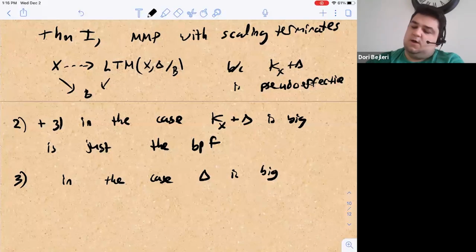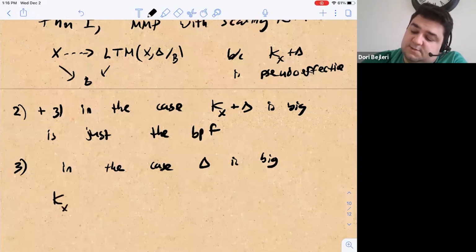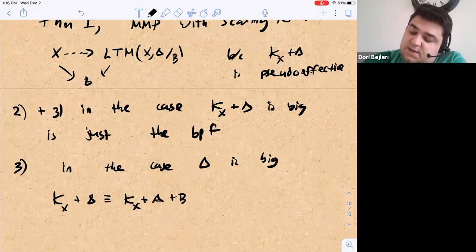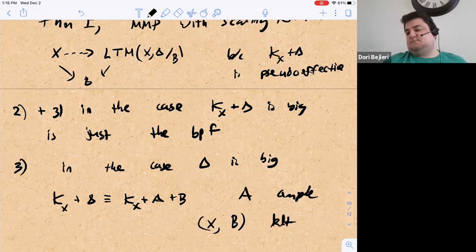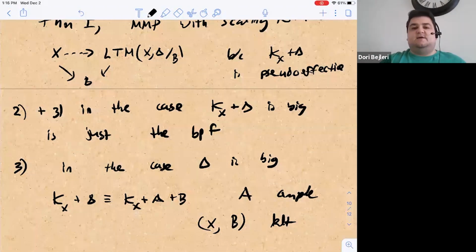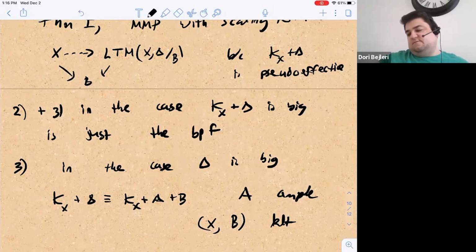Basically, they show that you can write kx plus delta as equivalent to kx plus a plus b, where a is ample and b is effective, such that x comma b is KLT. So of course, you can write delta as ample plus effective, and you'll say, okay, let me just write that. But if you just do it without checking anything, then there's no reason that x comma b is KLT, because if you just write delta as an ample plus some arbitrary effective, the singularities could be bad, the coefficients could be large, who knows?